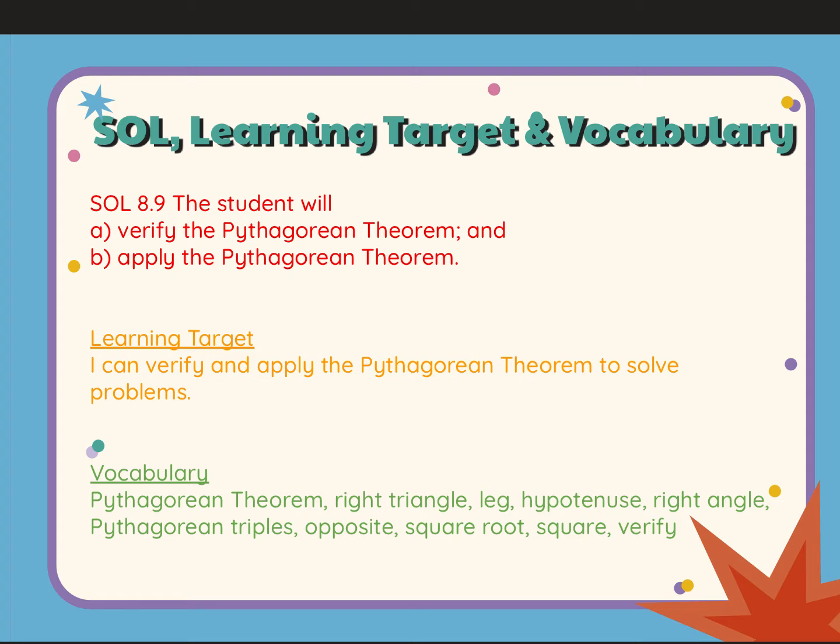The student will verify the Pythagorean theorem and apply the Pythagorean theorem. The learning target: I can verify and apply the Pythagorean theorem to solve problems. Key vocabulary: Pythagorean theorem, right triangle, leg, hypotenuse, right angle, Pythagorean triples. We'll get into that in lesson 3. Opposite, square root, square, and verify.